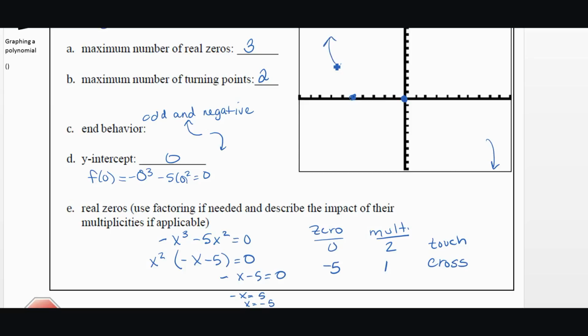So now the 2 blue dots we put are the only places it's going to cross the x-axis or touch. And we know at negative 5 it crosses through. So we're going to come down here, cross through at negative 5. We have to come back up here to 0, but we know it's only going to touch and bounce off, and then it's going down toward infinity. Okay, so there's a sketch of our polynomial.